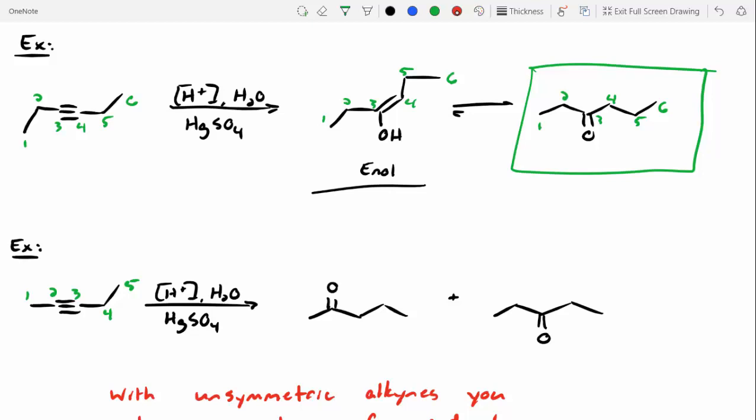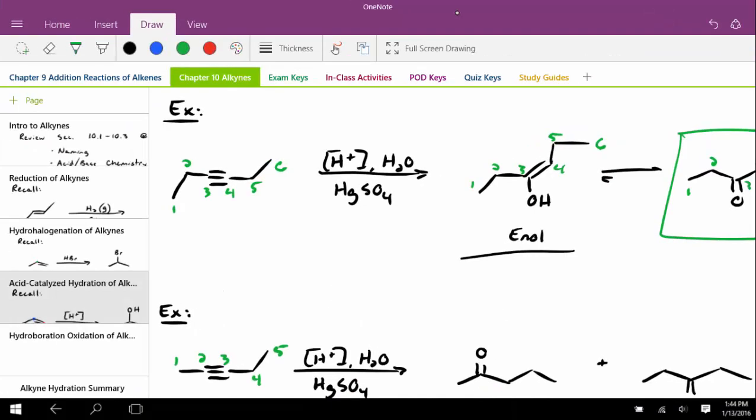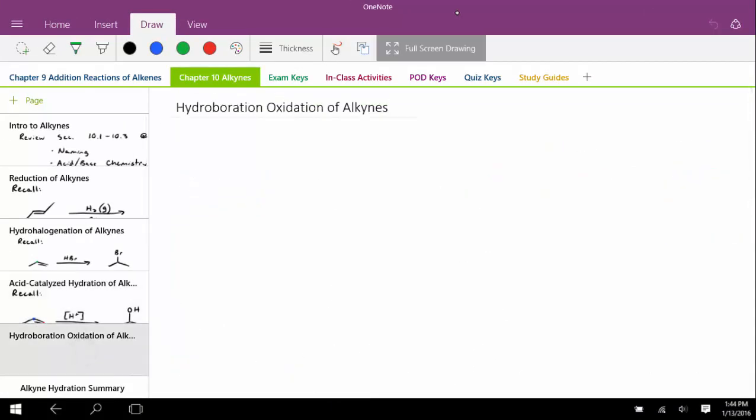That's a good question. So in all of these examples, we're focusing on Markovnikov type addition. However, we can get anti-Markovnikov addition through a hydroboration reaction, just like we saw with alkenes. So you can see a lot of these themes are repeating themselves. So let's review our alkene chemistry.